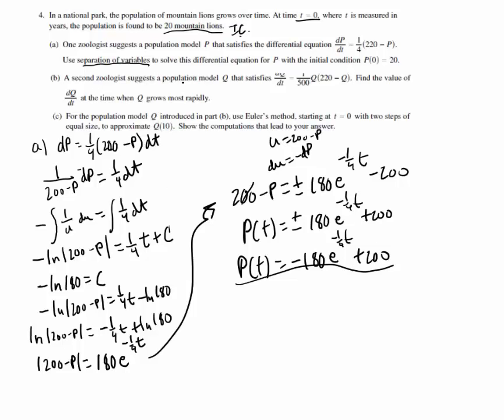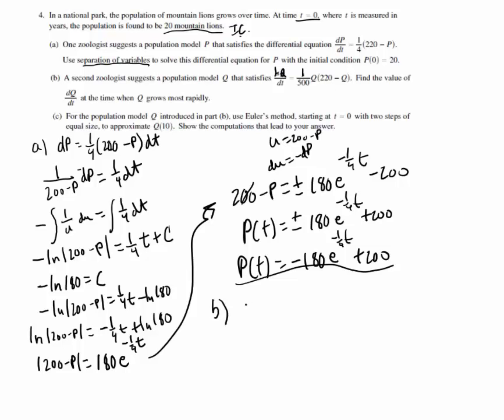All right, for part B, a second zoologist suggests a population model that satisfies, sorry, this kind of got cut off, but this should say dq, and this should be 1 over 500. So it's already factored for you. You should be able to look at this and tell me the carrying capacity is what? And hopefully you know that's 220. It wants to find the value of dq dt at the time when q grows most rapidly. So you might be afraid that you're going to have to do the same thing we did in part A with this, but since you know that growth occurs most rapidly at half the carrying capacity, well, half of 220 is 110, so that's going to be your answer.